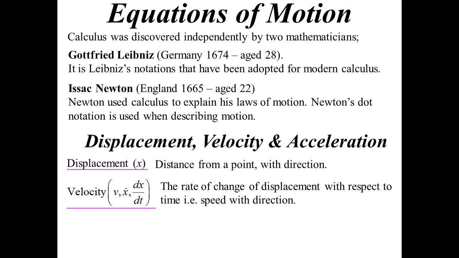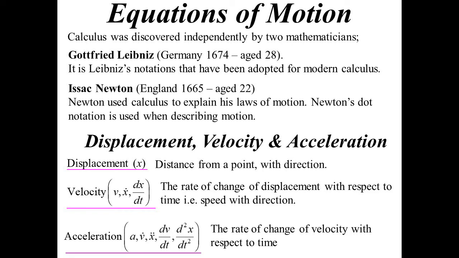So it's the same as speed, but with direction. So again, the plus or minus tells you which direction I'm travelling in. If I get a negative velocity, then I'm travelling, well, again, if we think of our number line, to the left. If I've got a positive velocity, I'm travelling to the right.